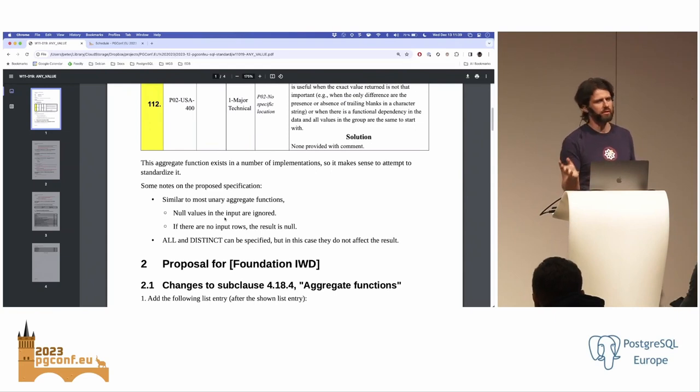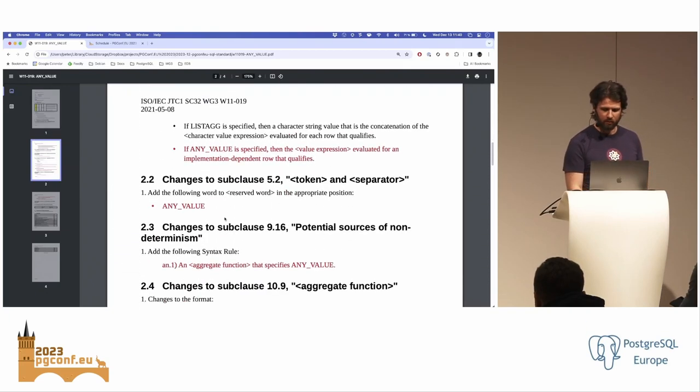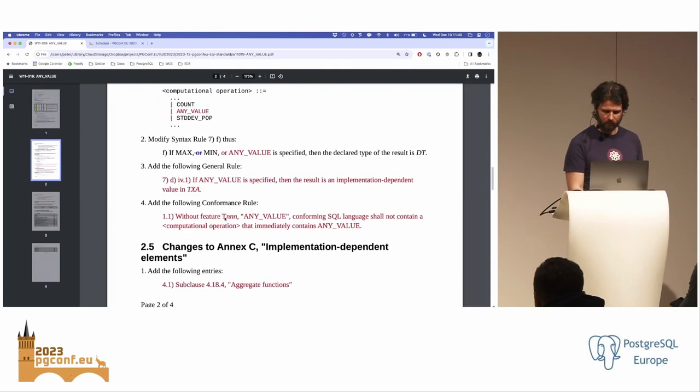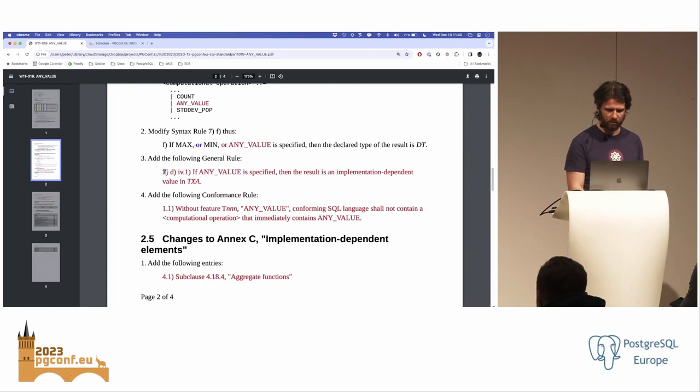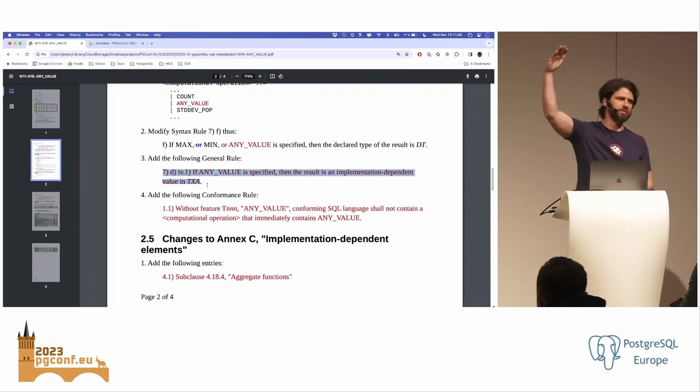Now the purpose of the ANY_VALUE aggregate is to return any value. So the actual implementation of this is very small, because the actual implementation is this. It says if you call ANY_VALUE, then you can return an implementation-dependent value. That's it, right? This is probably the simplest thing you can do. Obviously, if you write something else, you might have to write pages and pages of the actual description of what it's supposed to do, right?